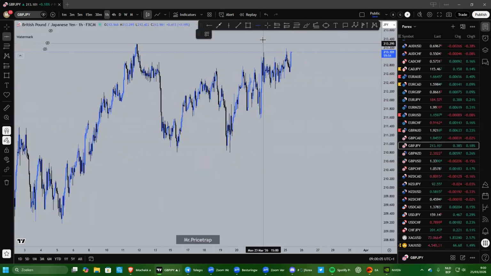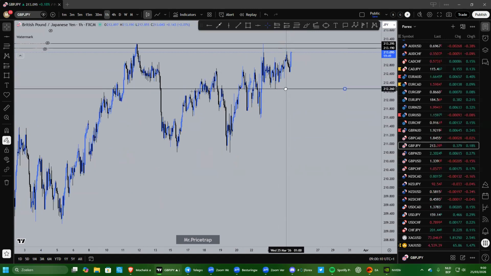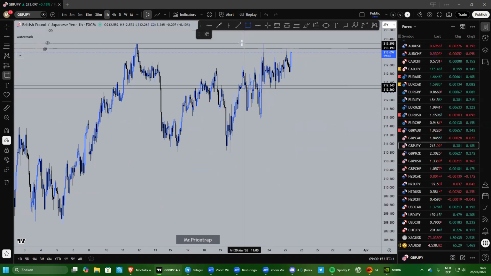I'm gonna leave it because of that fact that we should be risk-free already. Let's see what we can do with GJ. I do want to trap it like this. Here we go.